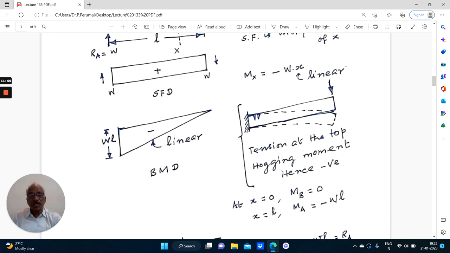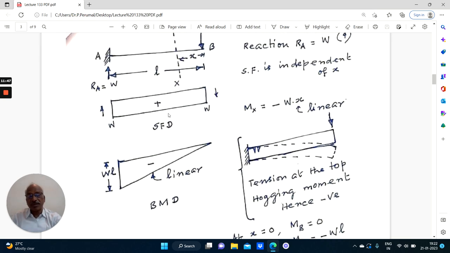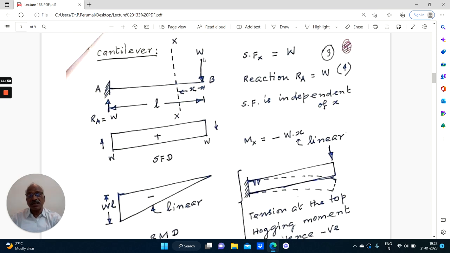And coming to the bending moment, Mx. Considering a section XX, Mx equals W into x. We have to remember one point, that it is a cantilever, so a cantilever will be subjected to hogging moment. Tension will occur at the top. Hogging moment means you have to introduce a minus sign: Mx equals minus W into x. Minus stands for hogging, and W into x is the moment due to W at the section x, that is W into the perpendicular distance. So this is the equation.